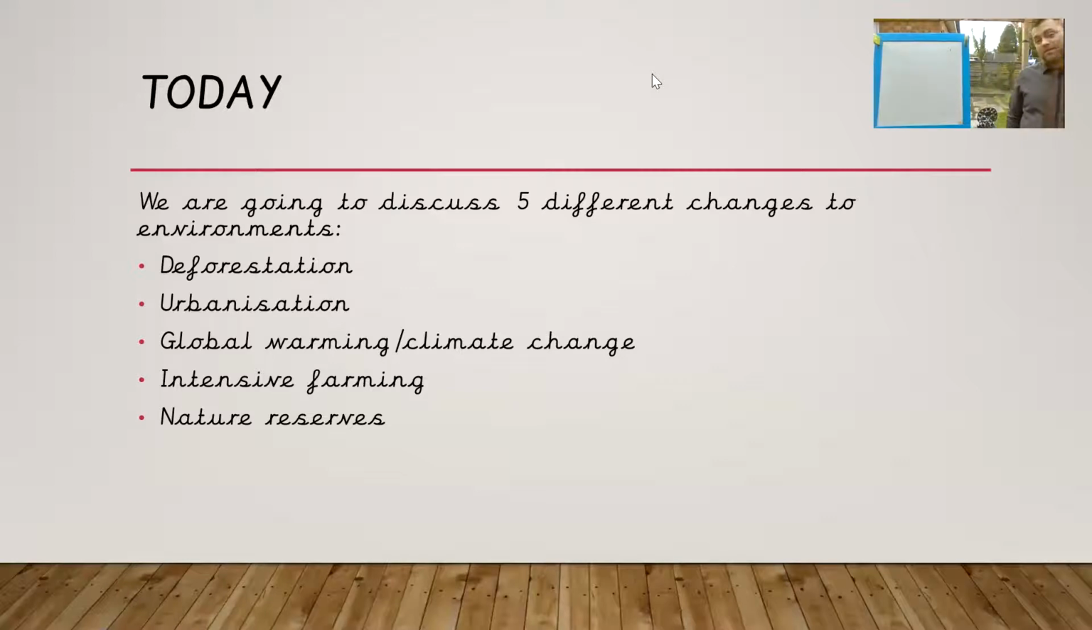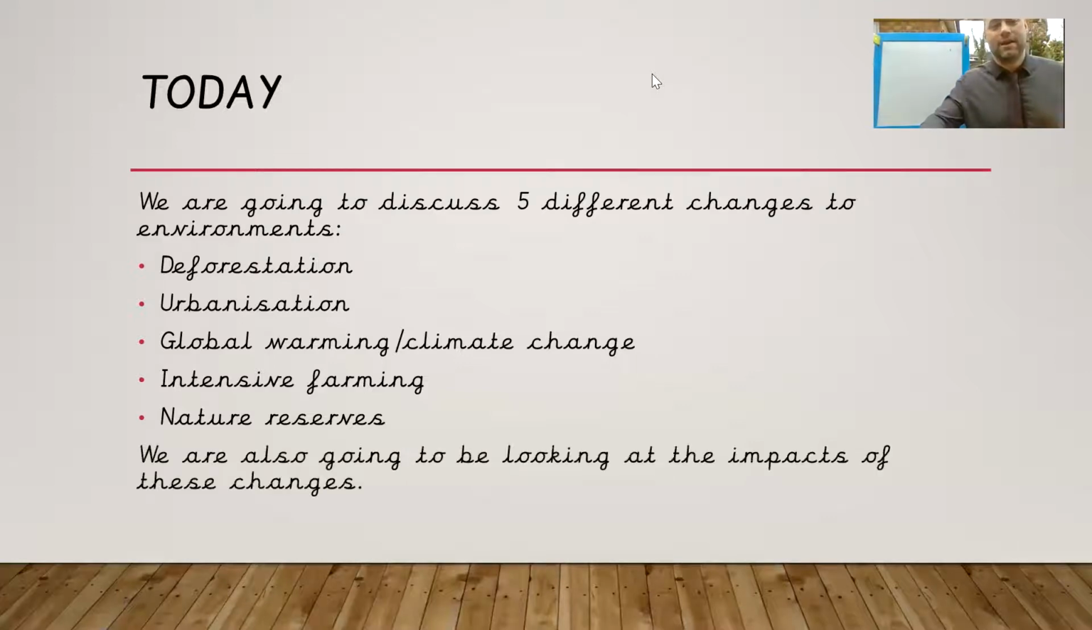Intensive farming, I spoke about that in deforestation. Nature reserves. Okay, nature reserves are put in place to help preserve the wildlife in them areas so that none of these other things can happen in them areas.